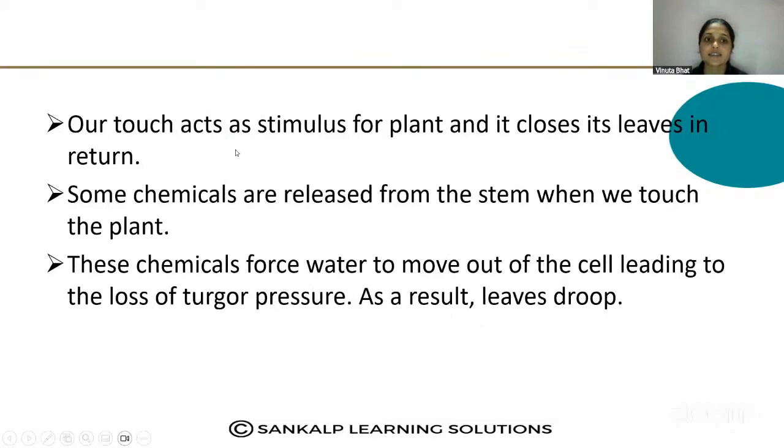Our touch acts as the stimulus for the plant and it closes its leaves. Some chemicals are released from the stem when we touch the plant. These chemicals force water to move out of the cell, leading to the loss of turgor pressure. As a result, leaves droop. So this is how the leaves droop when we touch the plant. This is how the response to the stimulus takes place in plants.